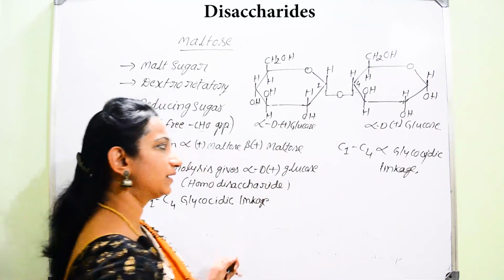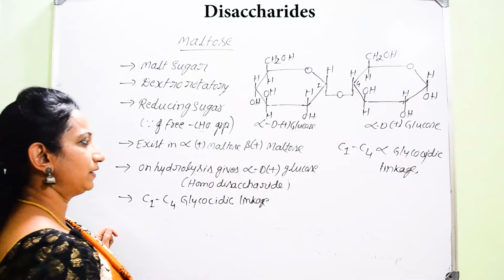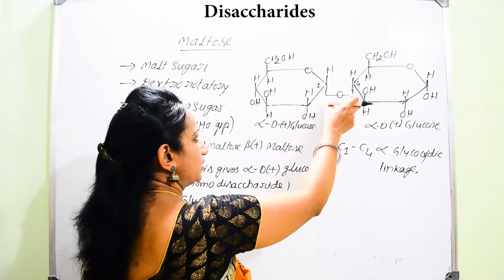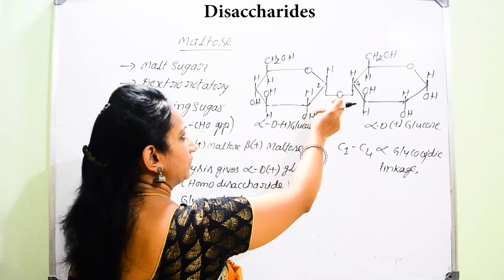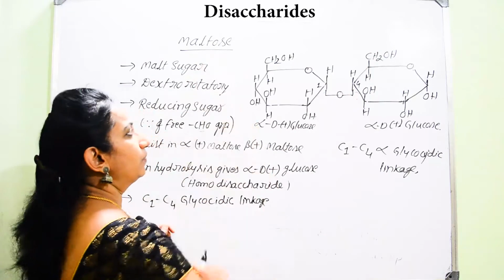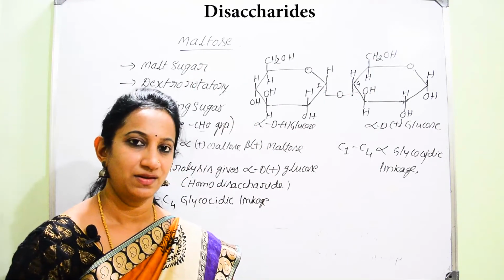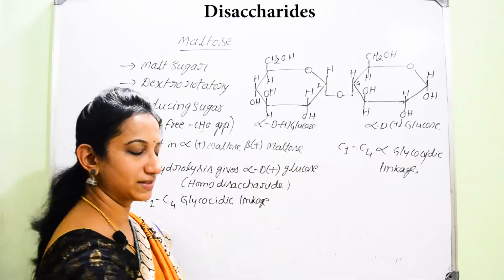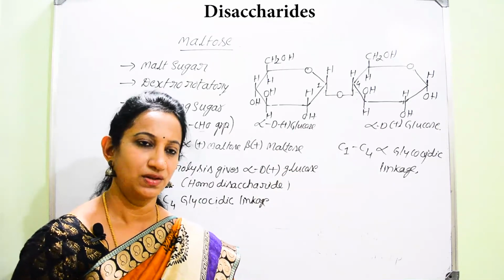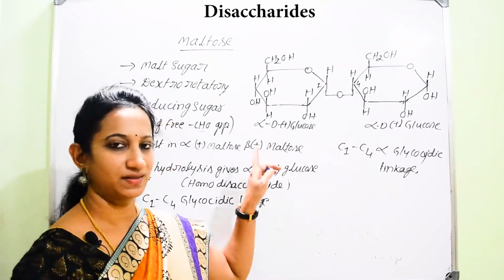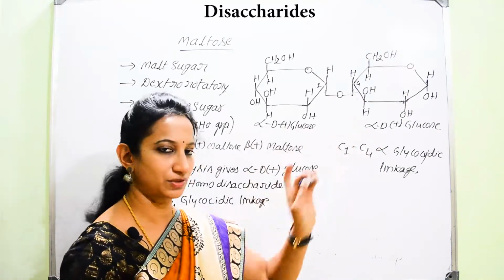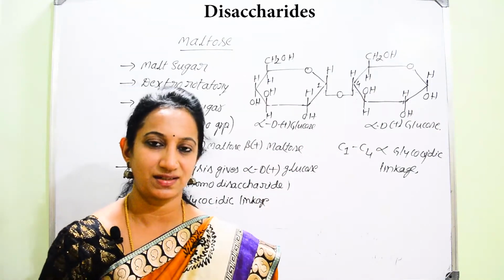1,4 glycosidic linkage. That is why we will call it, as these two monosaccharides are linked to give maltose, which is a homodisaccharide. So that is regarding the Haworth structure for maltose. You just remember that code. It is easy to write the Haworth structure without making any mistakes.